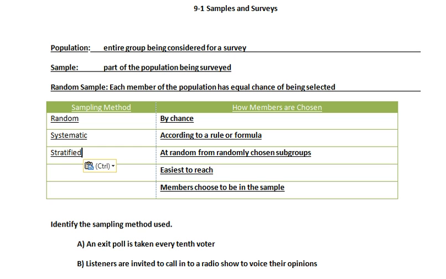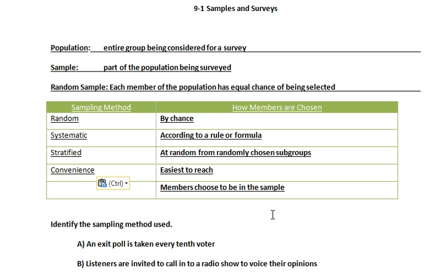Another sampling method is stratified. It means at random from randomly chosen subgroups. So we'll talk about that a little bit more, but it's, for instance, if we wanted to get a sense of the entire school, but we just took one 7th grade class. So we took a smaller subgroup, but it's still chosen at random.